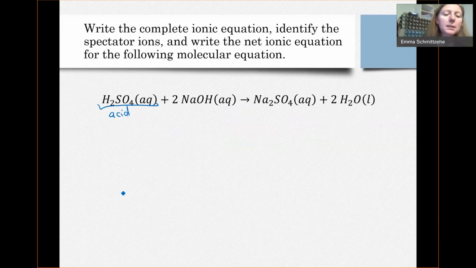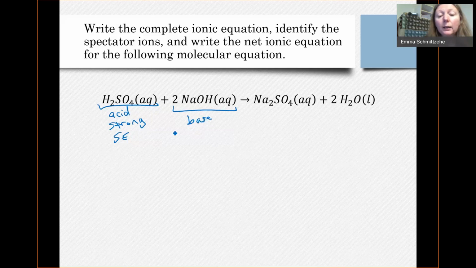Now, that's something, if you don't know which acids are strong, then you'd have to look up a list of strong acids. And this is a strong acid. So since that is a strong acid, that means it is a strong electrolyte. Okay. And then we have the NaOH, that's a base. And if you don't know the strong bases, you can look them up. And this is a strong base. So that means it is a strong electrolyte.